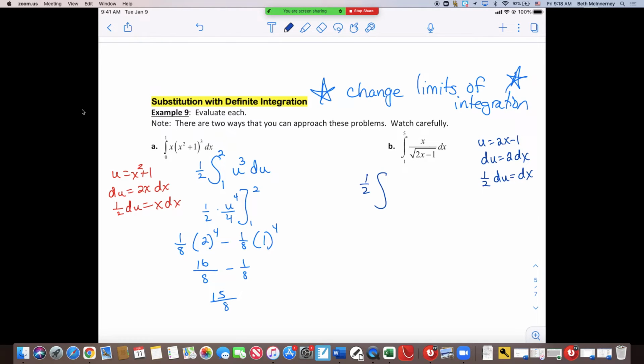What would be my lower limit? It's actually 1, right? Because 2 times 1 is 2, so this stays 1. What's my upper limit? 9. So this is now going to go 1 to 9. Now, do you see I don't have an x anywhere? So I'm going to have to take this piece, add 1 and divide by 2 over the square root of u du.